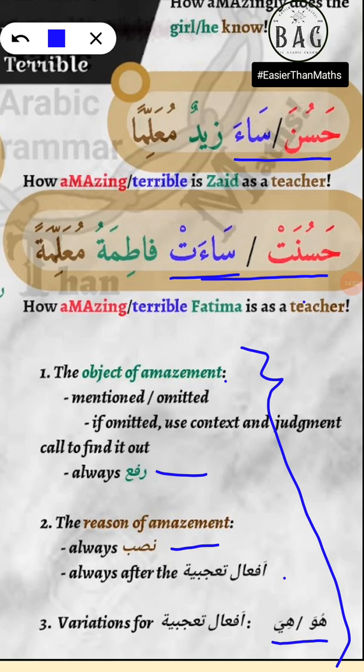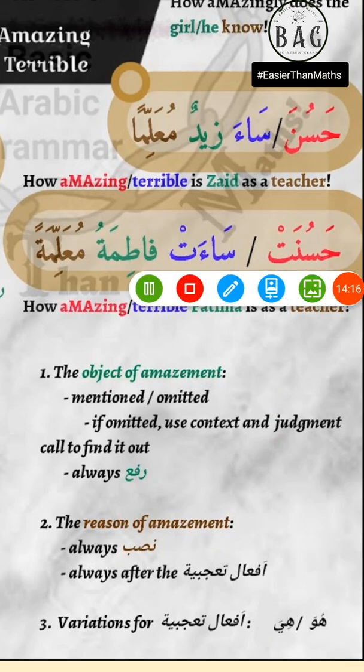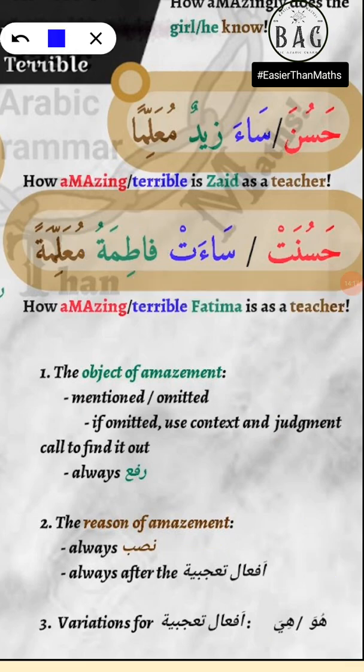Now about the omission. At times you may not find this object of amazement written right next to hasunat or sa'a. Let me show you. For example, our sentence is sa'at Fatimatu mu'allimatan. This is our sentence. Sa'at Fatimatu mu'allimatan. How horrible is Fatima as a teacher?